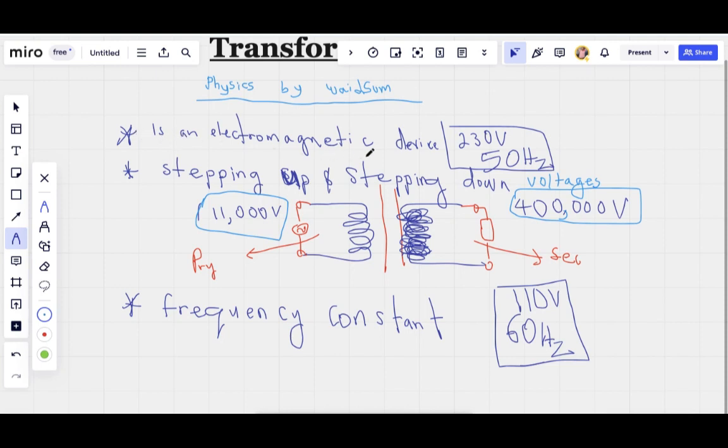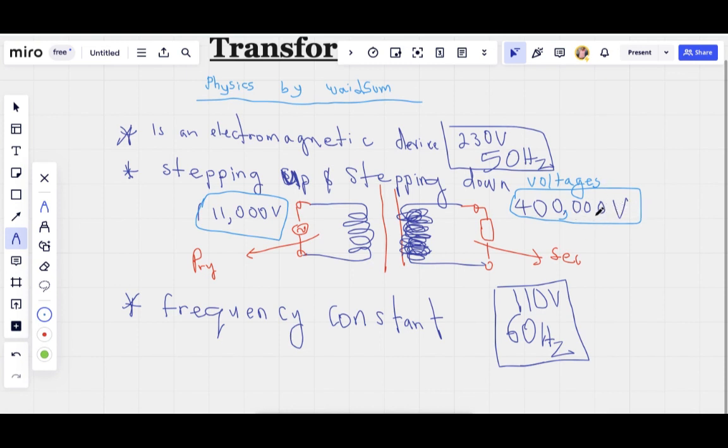So we say a transformer is an electromagnetic device that is used for stepping up and stepping down voltages with the operating frequency remaining constant. The frequency remains constant. I mentioned that in some countries the frequency is 50 Hz. If they use 50 Hz, then the voltage will be 230 in our homes. And if it's a step up transformer like in the power station, you feed in 11,000 volts, you can step it up all the way to 400,000 volts.